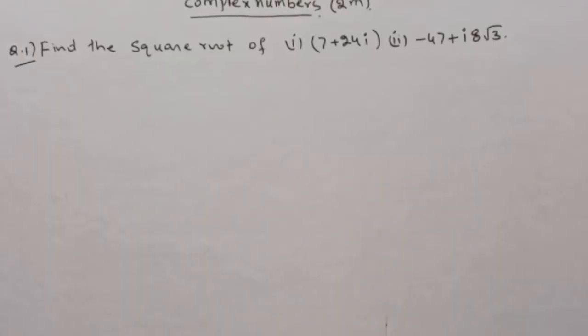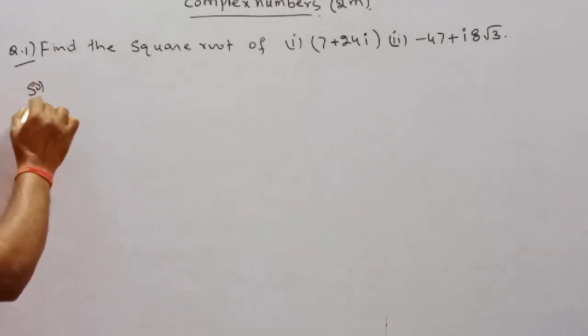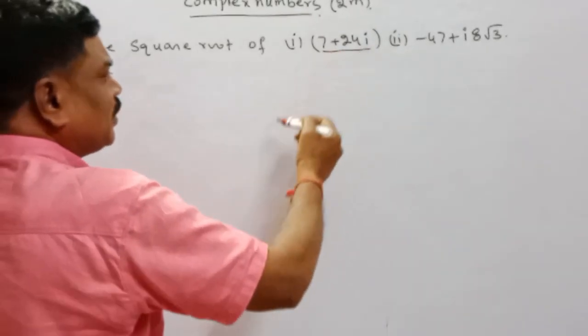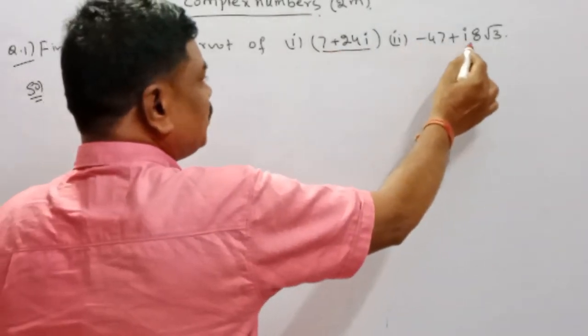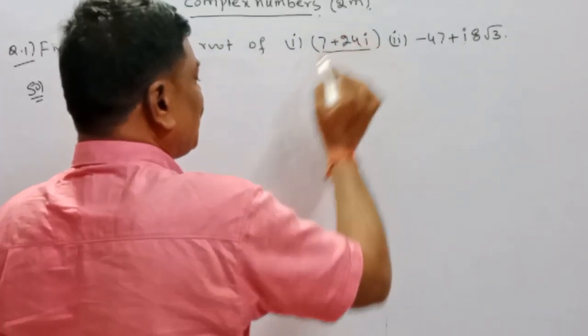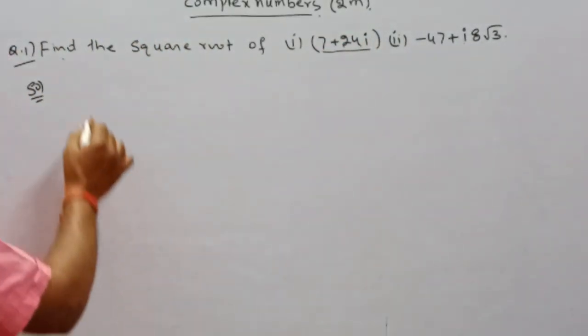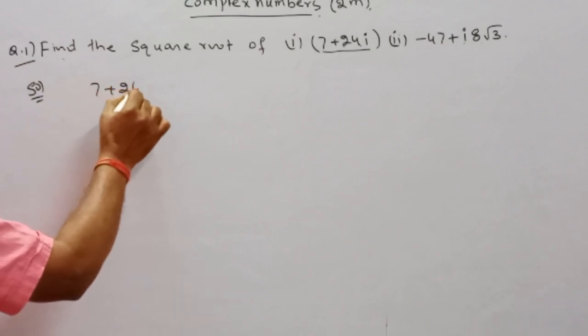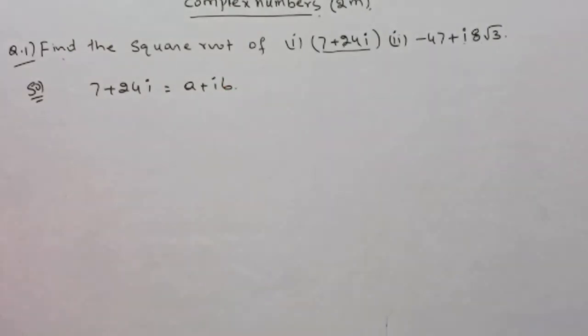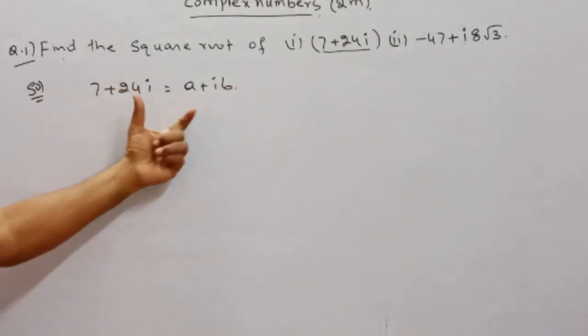Here is one of the problems from complex numbers, a 2-mark problem for IPE. Find the square root of 7 plus 24i. Here, given 7 plus 24i is equal to a plus ib. We have to find the square root of this.